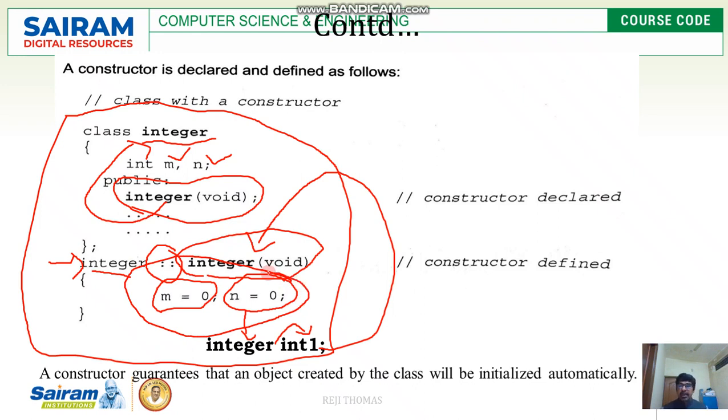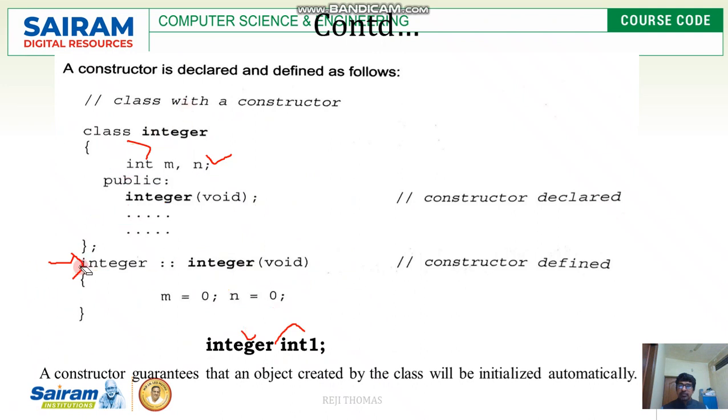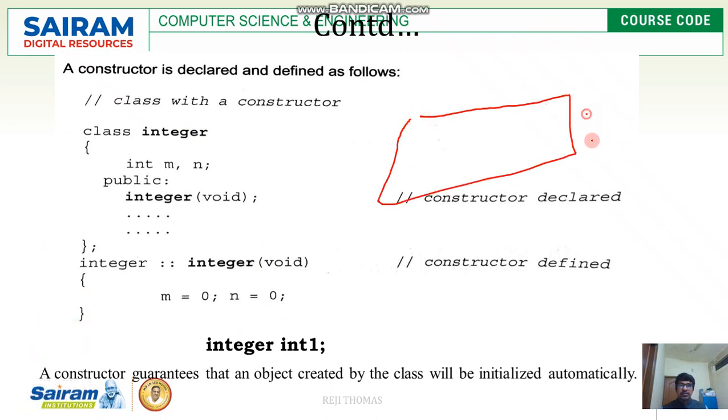The constructor guarantees that an object created by the class will be initialized automatically. Whenever you create an object for the class integer, we have just created one object, int1. Think that this is your int1, which has two parts: this is m and this is n, and m takes a value 0 and n also gets the value 0. This is done by the constructor, right?